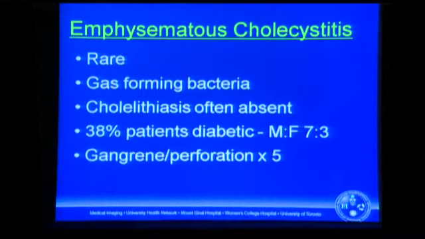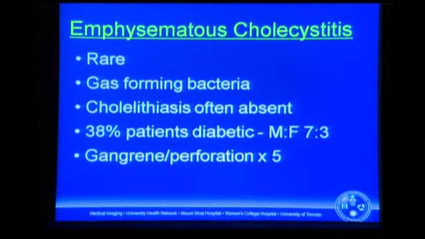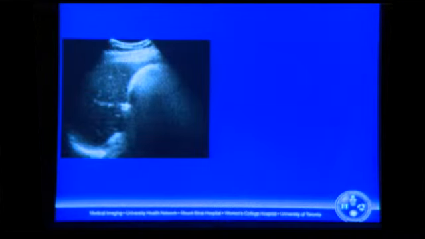Now, an unusual form of acute cholecystitis is emphysematous cholecystitis, gas-forming bacteria. Not all these patients actually have gallstones, and some but not all patients are diabetic, more common in men, about 7 to 3, and an important condition because the gangrenous rate and the perforation rate are much higher, and therefore the morbidity and mortality of this condition is much higher than the usual form of calculous cholecystitis.